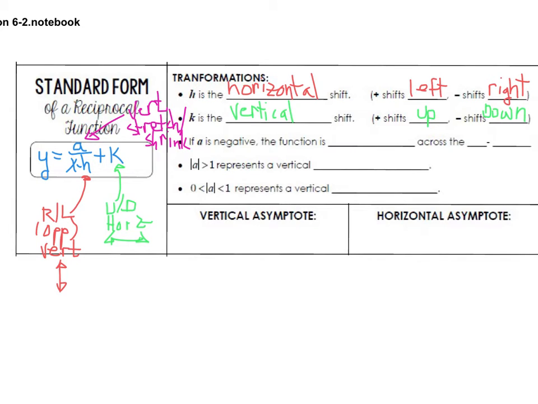Now, if a is negative, then your function is going to be reflected, and we'll see how this happens, reflected across the x-axis. So none of this has changed. This is nothing new that you should have to study. Now, if your a is greater than 1, that's a vertical stretch. And if a is between 0 and 1, that represents a vertical shrink. But again, you can pretty much ignore all of this because we're not going to have to worry about it when we graph it.